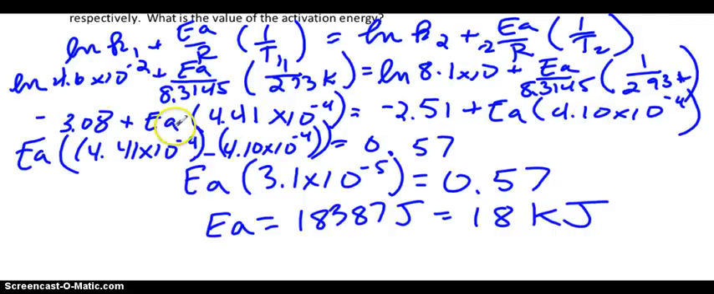So then I combine the Ea terms, and I combine my integer numbers, or my numerical values. And so I added 3.08 to both sides and got 0.57. I subtracted Ea times 4.1 times 10 to the negative fourth. I took out the Ea term. I did the subtraction. Here is equal to 0.57. Divided both sides by 3.1 times 10 to the negative fifth. And here's my answer. So it took about 18 kilojoules for this reaction to occur.